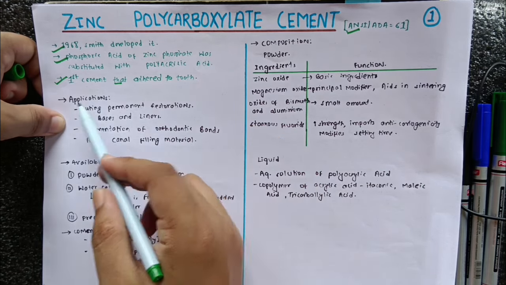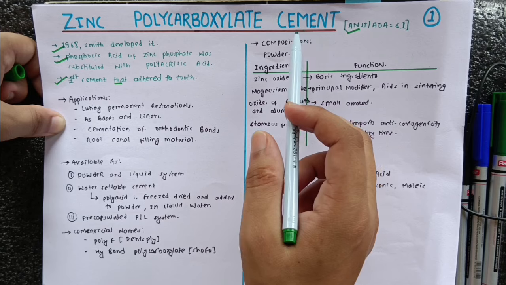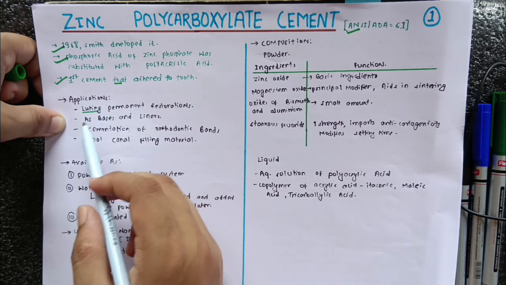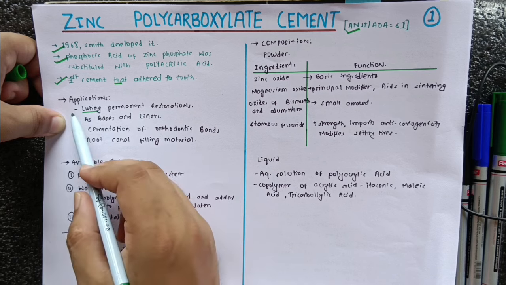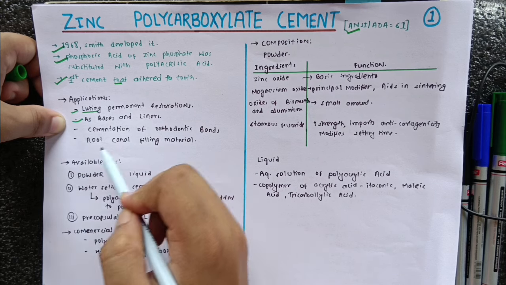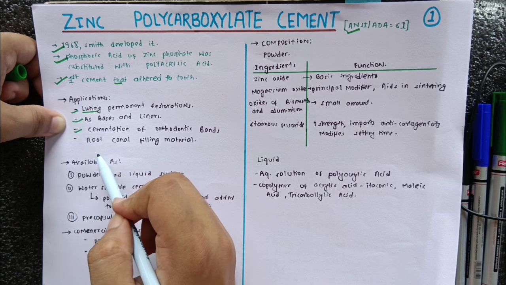Next, in the application section, zinc polycarboxylate cement can be used as a luting agent, for luting permanent restorations. Similarly, it can also be used as bases and liners, and for cementation of orthodontic bands and as a root canal filling material.